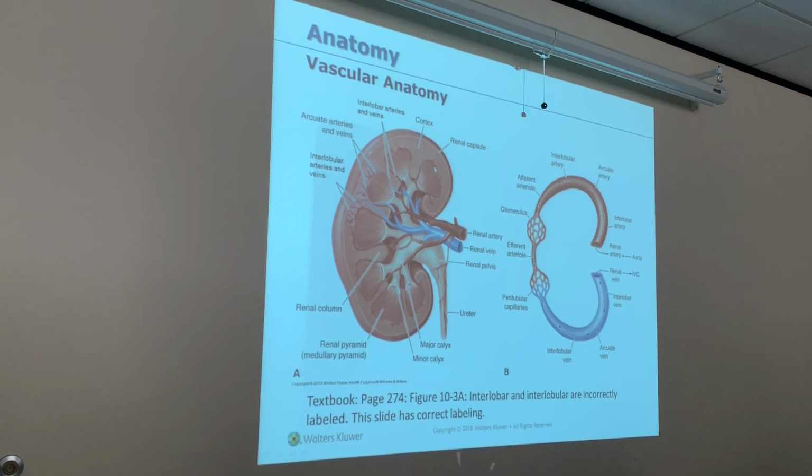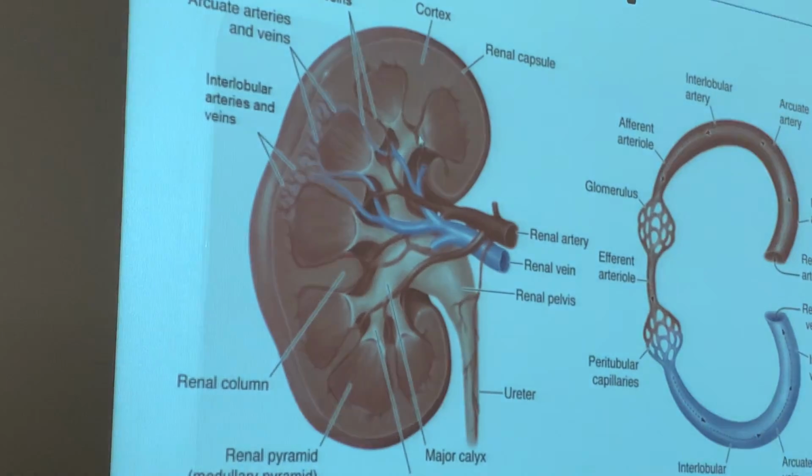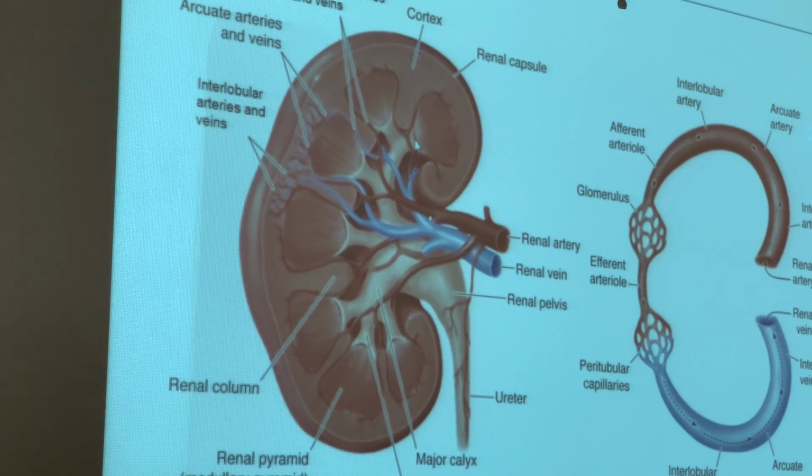This is the base of the pyramid. Here are the arcuate arteries. This is the apex of the pyramid. Any questions? Everybody got it?